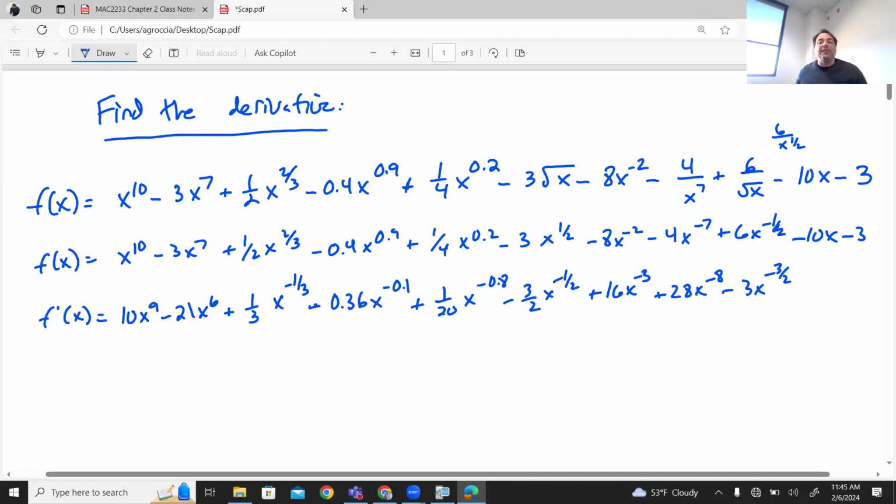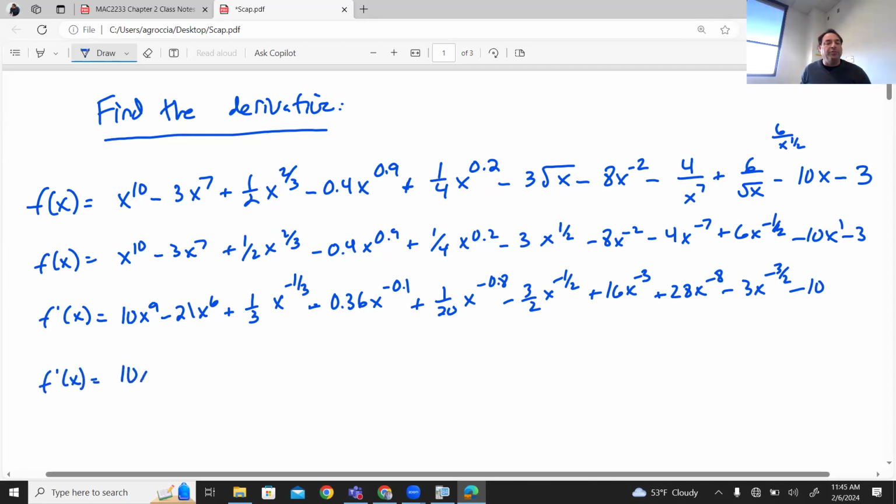Okay, now the last two. What's the derivative of negative 10x? Negative 10. Remember why? There's a 1 here. 1 times 10 is 10, and 1 minus 1 is 0, no more x. And what's the derivative of minus 3? 0. What's the derivative of any number? 0.